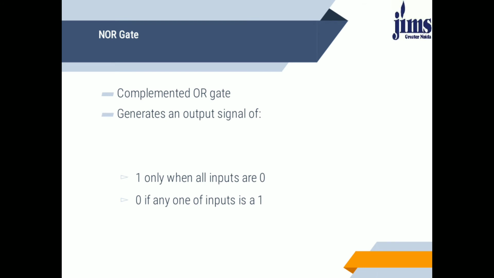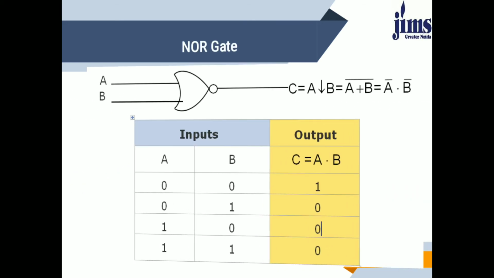Now, let us talk about another kind of gate, which is the NOR gate. Just like the NAND gate was the complemented AND gate, the NOR gate is the complemented OR gate. So, it generates an output signal of 1 only when all inputs are 0, and 0 if and only if any one of the inputs is 1. So, this is the NOR gate, the symbolic diagram and truth table are here.